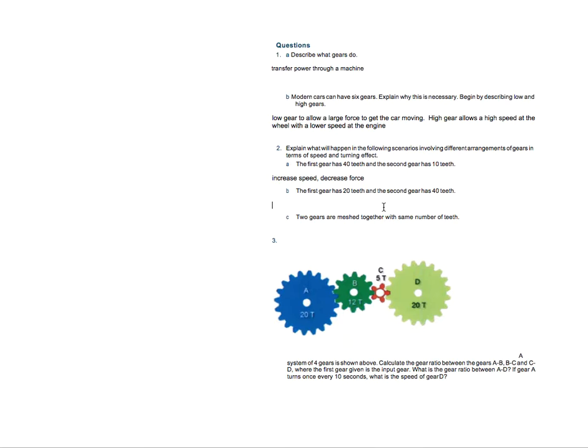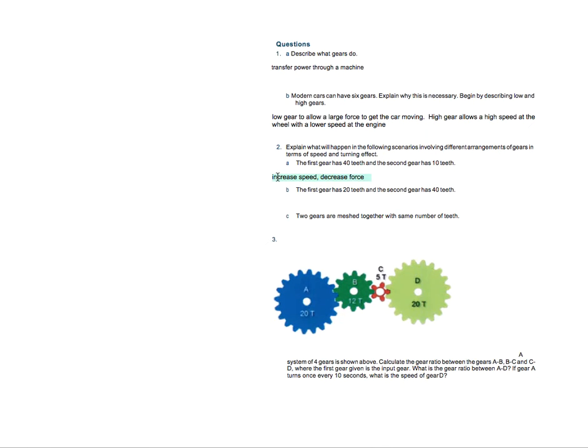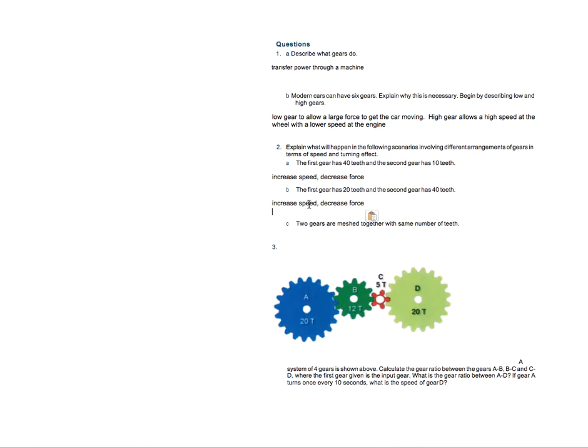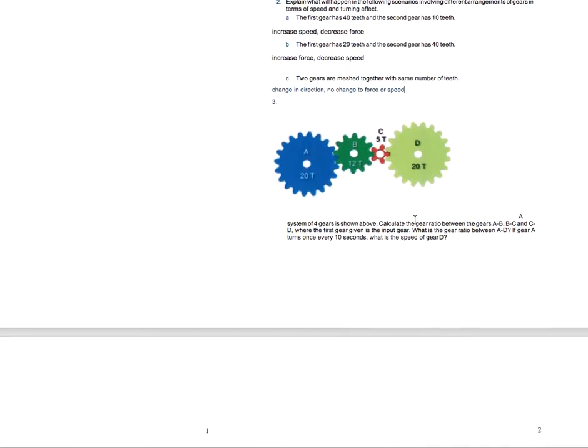And then if we had 20 teeth and then 40 teeth, well, you'd do the opposite, wouldn't you? You'd increase the force and decrease the speed. Then 2 gears mesh together with the same number of teeth. Well, there's going to be no change to the force or the speed. But what you will do is to change the direction. So those were 2 fairly straightforward questions to get you started.